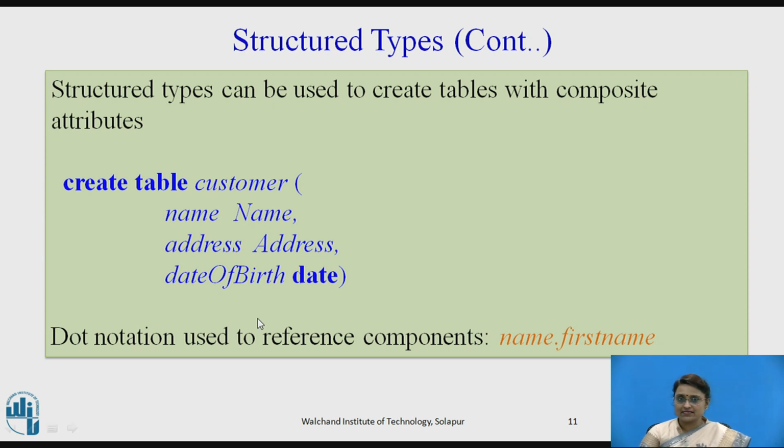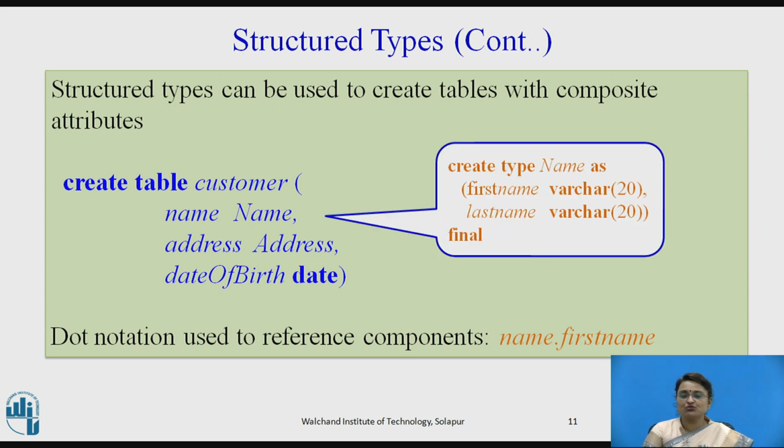If we want to access them, how can we access them? Say, for example, I want to take the first name from the name, so name dot first name, or similarly name dot last name. So the dot operator is used to reference the components of a particular structure. What exactly is name doing here? Name we have earlier defined as first name and last name, so to access it we use name dot first name or name dot last name.